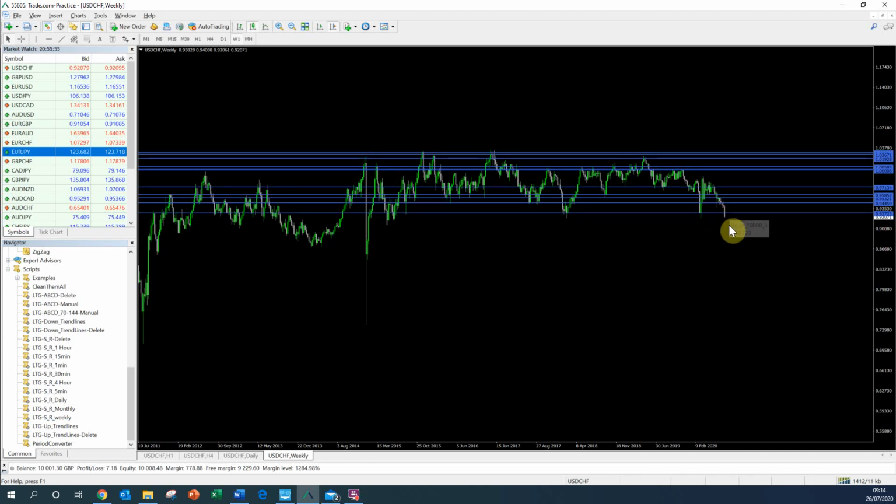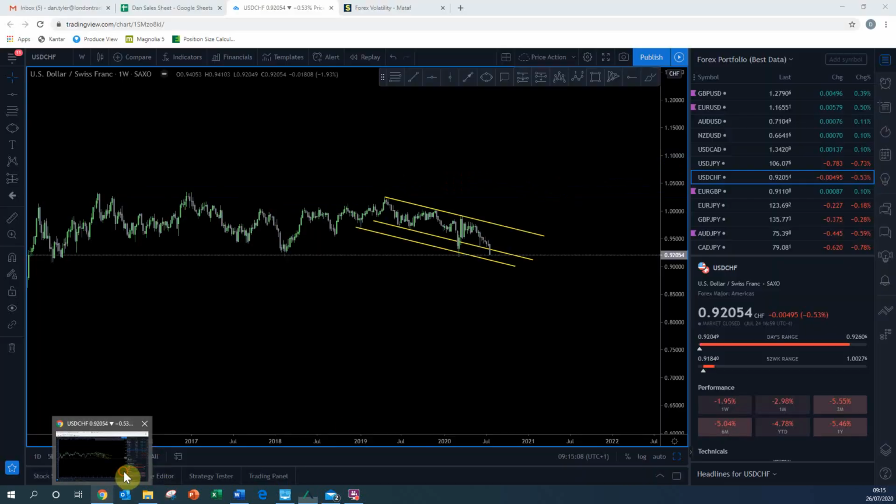The market does what it wants, I guess, and it could come down to here, but probability wise, I'm expecting maybe a rejection sometime soon. Could see a fake break of this level for it to come back up at some point. So that's really it for the weekly for me right now.